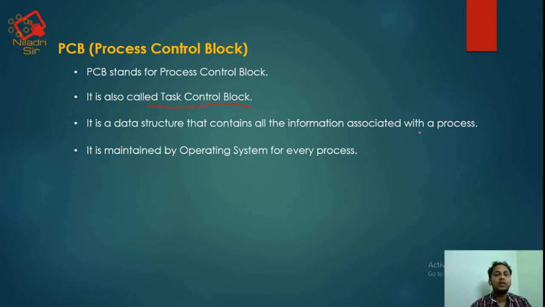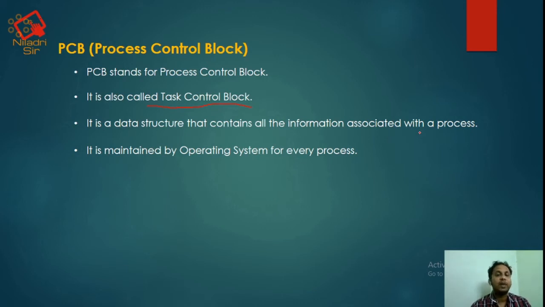As you know, in an operating system there are two types of memory: one is secondary memory and the other is primary memory. At first the program stays in secondary memory, and when the program is in an executable state, it comes from secondary memory to primary memory. Then it is called a process.